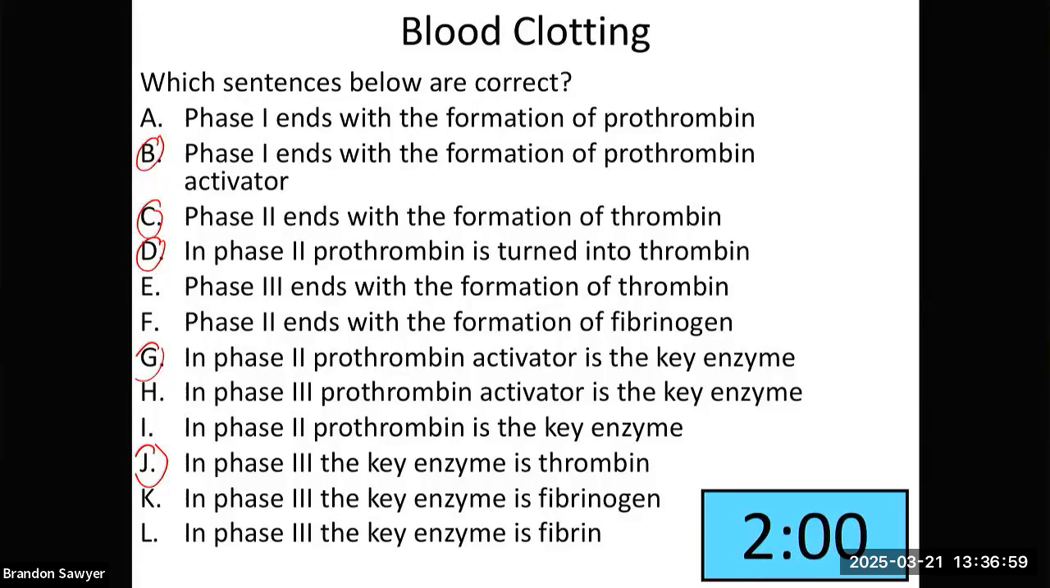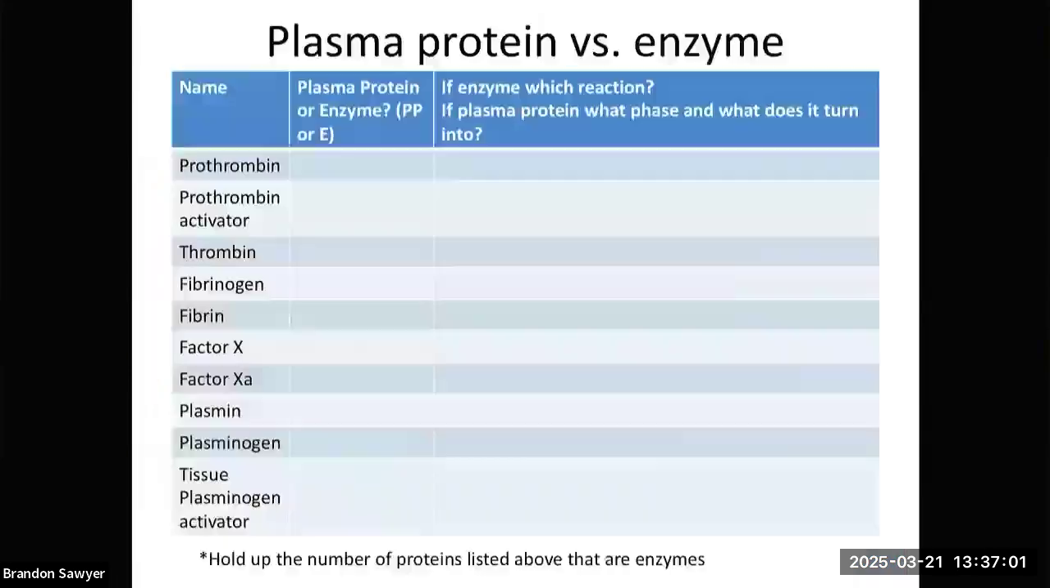And then the last two, this slide here is just getting at the idea that we have a bunch of proteins in our blood all the time that are inactivated. And if we simply activate them, then they kick off the blood clotting cascade, right? So this is just going through here and writing in whether this is just a normal plasma protein.